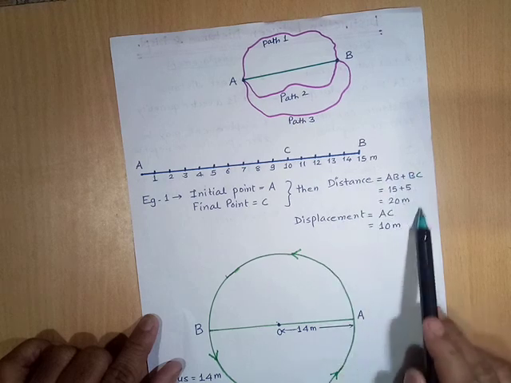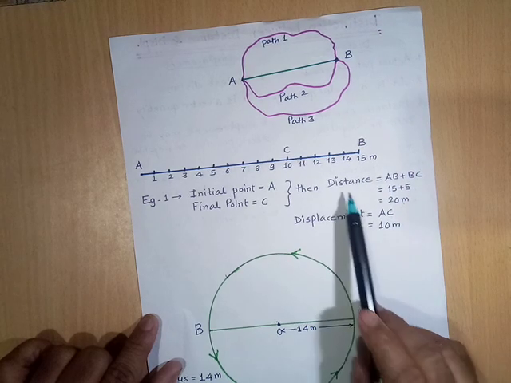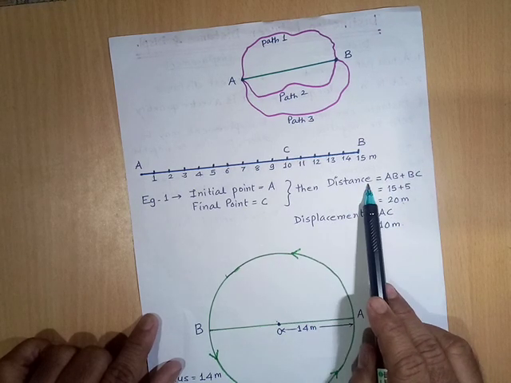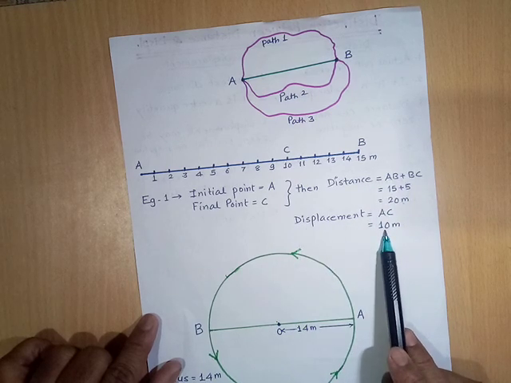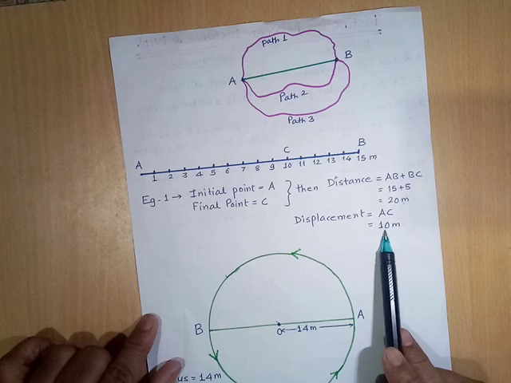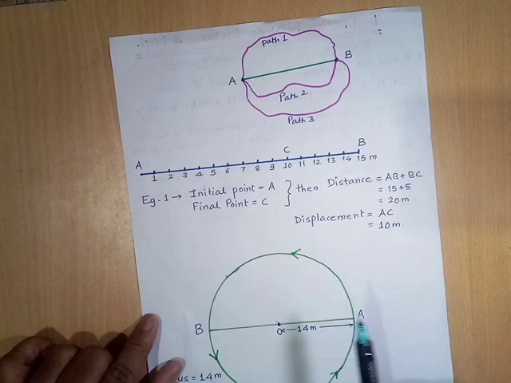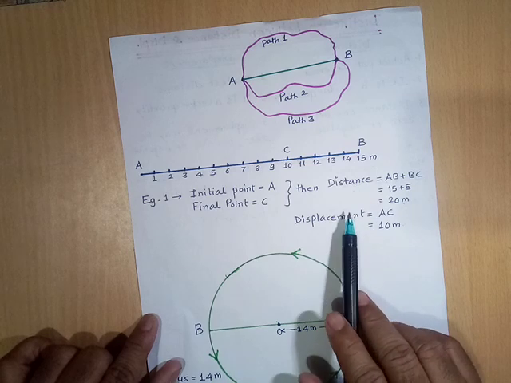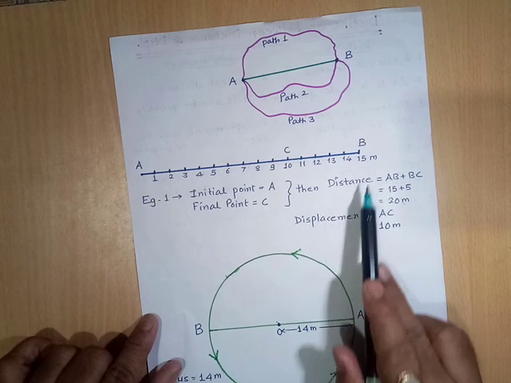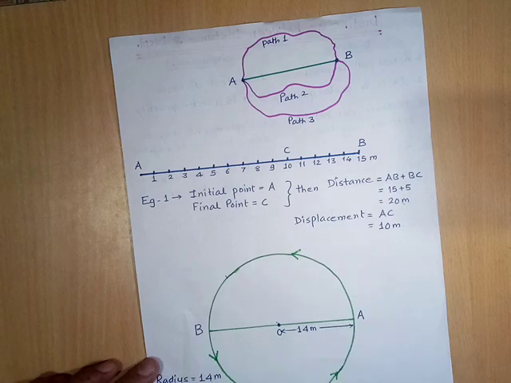Now if you look carefully at the distance and displacement, you will find that the distance covered by the object is 20 meter. However, the displacement of the object has a magnitude of 10 meter. That's why in the previous part I told you it's not necessary that distance and displacement are the same. Sometimes it is quite possible that the distance and displacement may vary from each other.